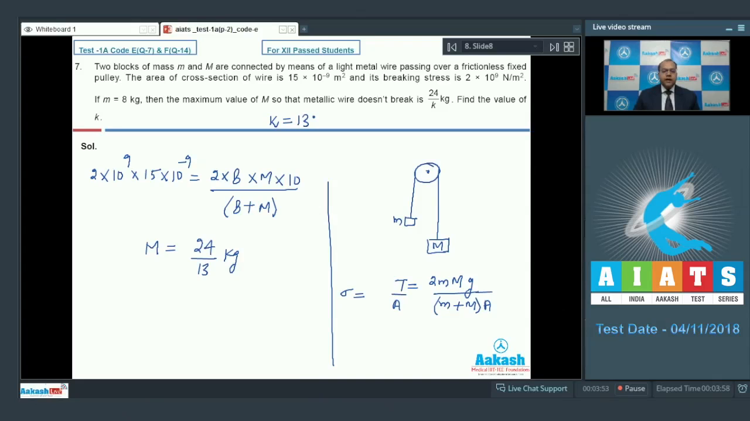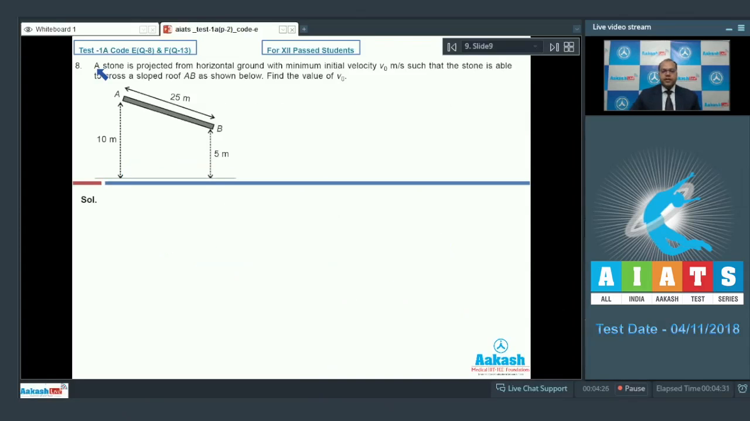Let's move to question number 8. In question number 8, a stone is projected from horizontal ground with minimum initial velocity V0 meter per second such that the stone is able to cross a sloped roof AB as shown below. Then we have to calculate the value of V0. The logic behind the problem is that when we project the stone with a minimum initial velocity, it must pass through points A and B while making its projectile.